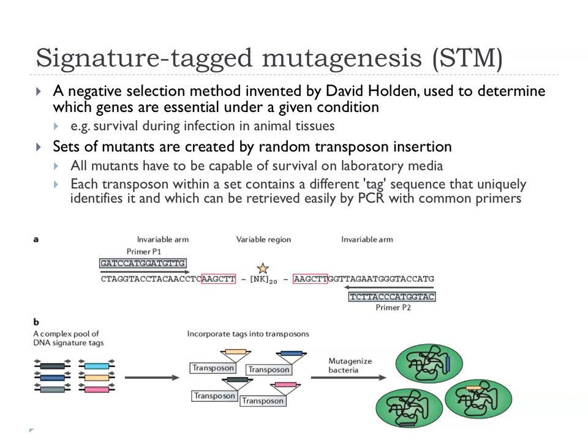So the way this approach works is that you make a library. You can introduce a transposon into a population of cells, and the transposon will jump randomly into different genes and insert itself. And so you can make a library where you've got these insertions randomly in all the different genes throughout the chromosome.